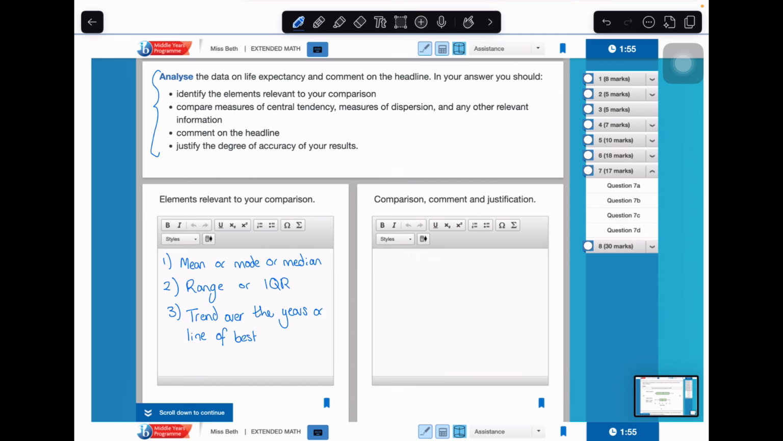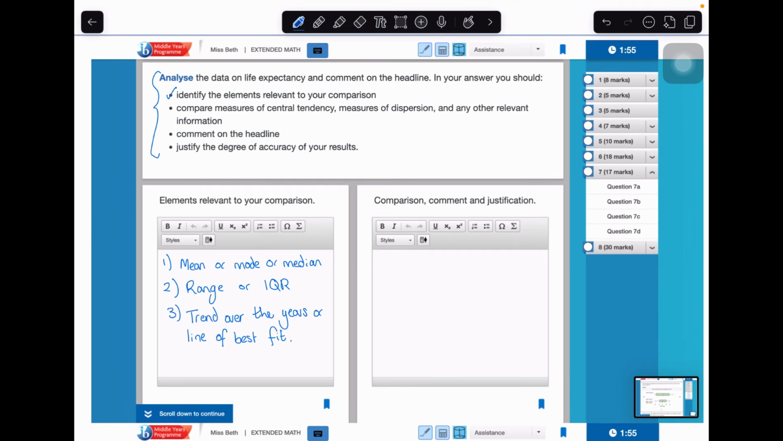Then what we needed to do was compare the measures. Using the elements that you have just identified, you needed to compare them, so include values of each and draw comparisons. That could mean things like the mode of this is lower than the other, or the mean of the Tropic of Capricorn is higher than the mean of the other. But you had to make clear comparisons using values. You had to include values.